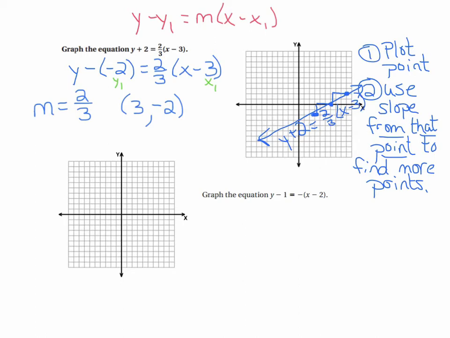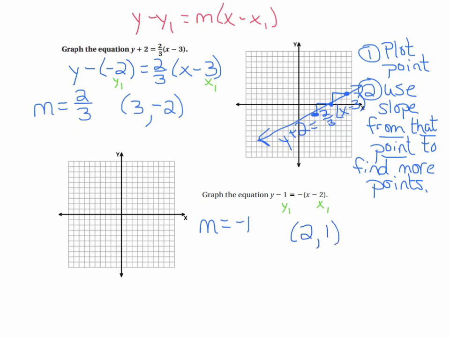Graph the equation y minus 1 equals the opposite, or minus, the quantity x minus 2. Now, notice this already has 2 minuses, so I don't have anything to fix. So this is going to be my y1, and this is going to be my x1. What's my slope here? Any guesses? The slope is -1, because this minus sign in front of here is a -1, right? What's my point? My point is 2, 1.